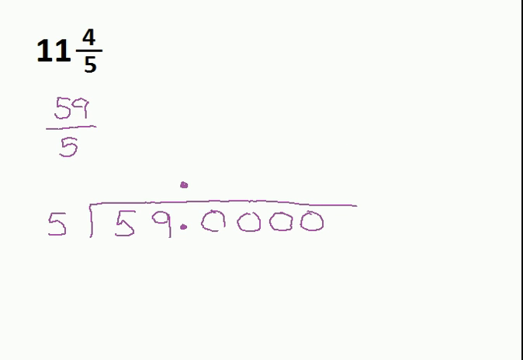Okay, let's proceed. How many 5s are in 5? Well, the answer is 1. And I've got no remainder, so there's nothing to add on to the 9. How many 5s are in 9? Well, again, it's 1. And this time, we've got a remainder of 4, which gets carried on to the next digit. How many 5s are in 40? The answer is 8. I've got no remainder left over to take on to the next 0, and so I'm done. So this one is 11.8.